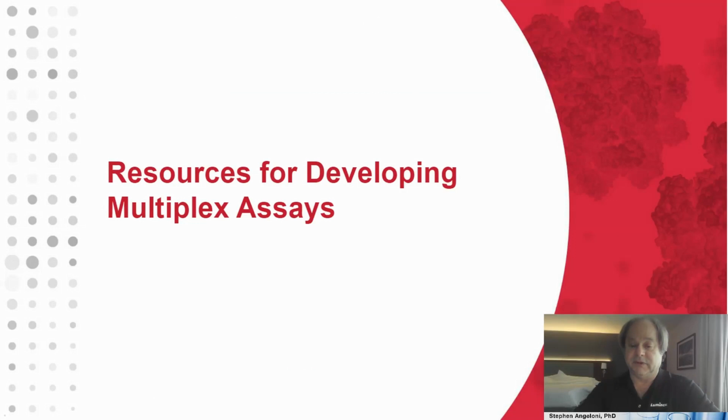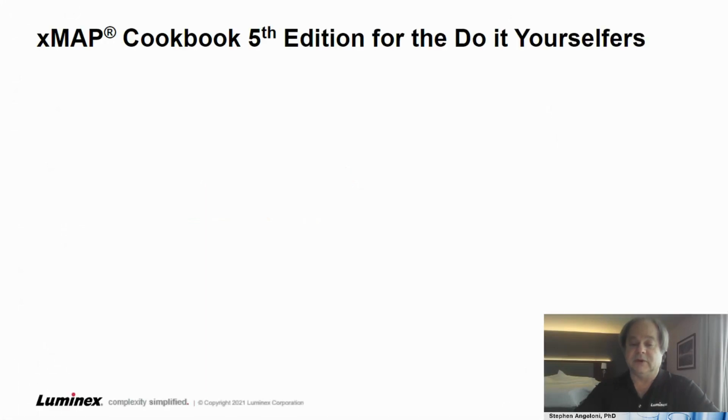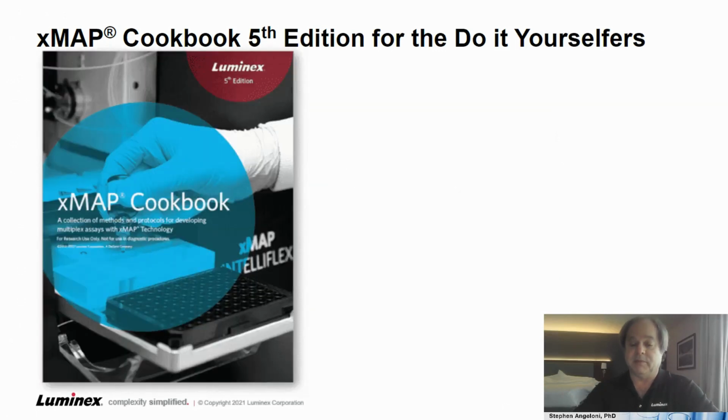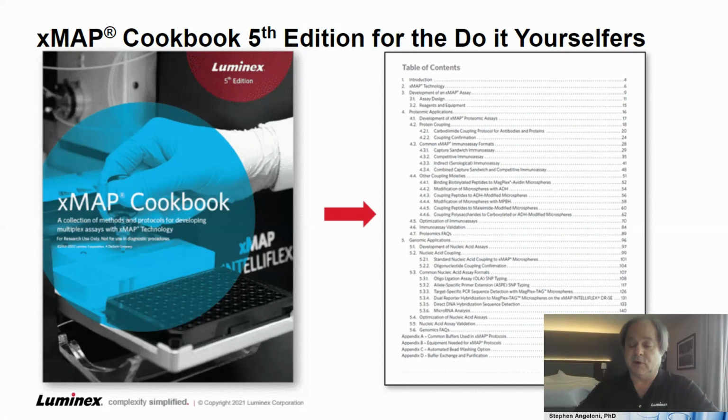So, resources for developing multiplex assays. One of the first resources you can look at, especially if you're a do-it-yourselfer, is the xMAP cookbook. The xMAP cookbook has a variety of protocols and recipes for building a variety of genomic and proteomic applications. Now, while it seems like these are easy to follow protocols, one thing I have to warn you is that they are a little more complicated than you think.